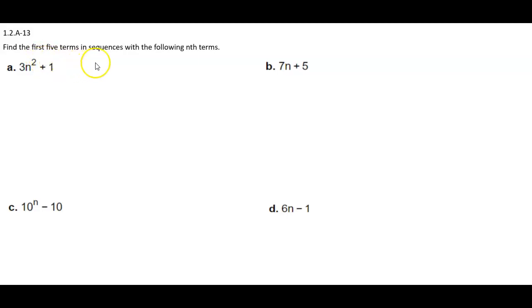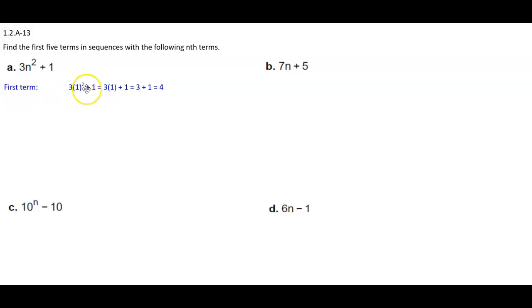Find the first 5 terms in the sequences with the following nth terms. In the first one, we have 3n squared plus 1. So if we're going to find the first 5 terms, we got to let n equal 1 for the first term, n equal 2 for the second term, and so on. So for the first term, we're going to substitute n to be 1.